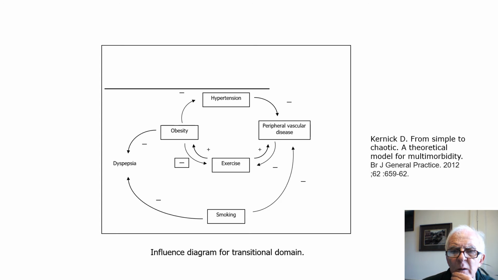So, for example, if you exercise, you know that it's going to improve obesity, and it will improve your vascular disease. And if you improve your obesity, you'll improve your hypertension. So we know how the system is going to be moving, but we don't know it in any quantitative detail. So I think there is a transitional domain in this spectrum that we need to be aware of.